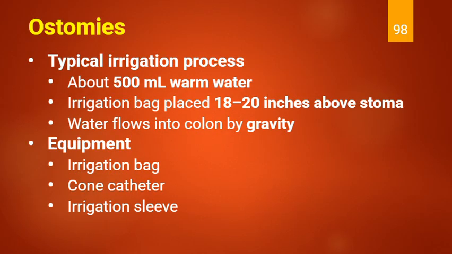During colostomy irrigation, a cone-tipped catheter is connected to a bag containing approximately 500 milliliters of warm tap water. The irrigation bag is placed 18 to 20 inches above the stoma, so water flows into the colon by gravity. An irrigation sleeve directs the drainage into the toilet. The cone tip is gently inserted into the stoma and water is infused slowly to prevent cramping and abdominal distension. After the water is infused, stool and water drain through the sleeve into the toilet.